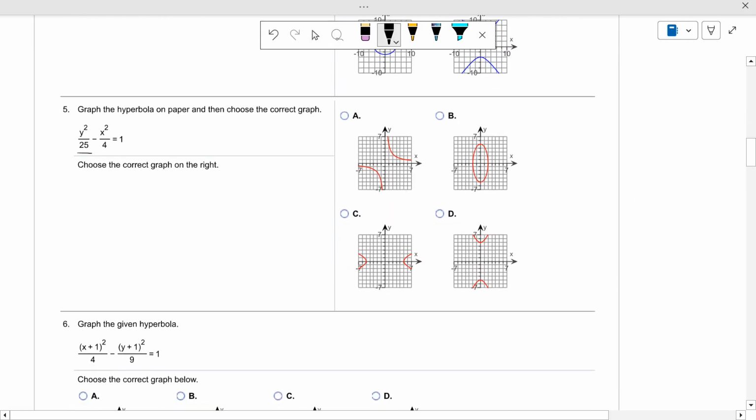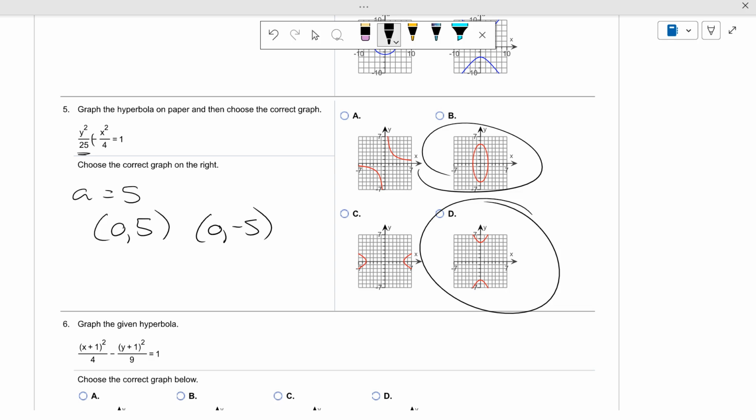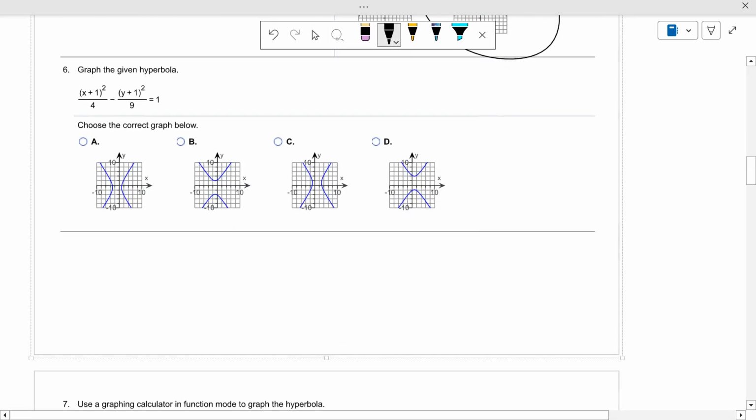This one, A is what? A is 5. So it's an up-down one. Vertices are at 0, 5, and 0, negative 5. This one. If there was a plus sign here, it would be this one. But there's not a plus sign. It's a minus sign. It's a hyperbola, not an ellipse.